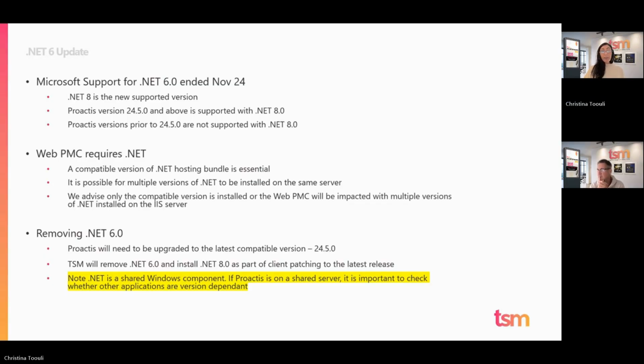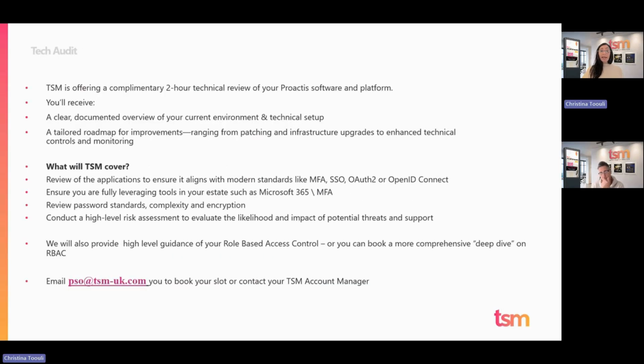Just to add to that, the .NET update is actually part of the later patching for Proactis. So if you have a vulnerability around .NET 6, it would be advisable to patch Proactis as part of that, to get the whole benefit of .NET 8 and additional functionality. Brilliant, great. Okay, so again, any questions on that?